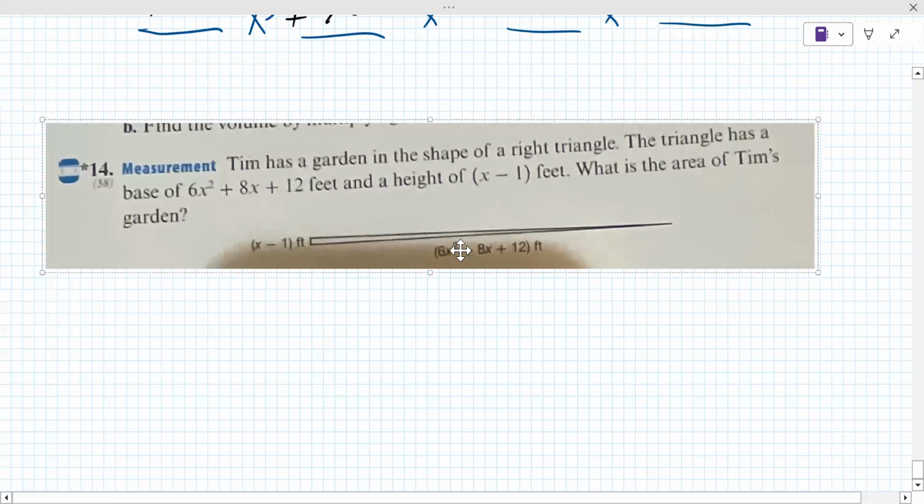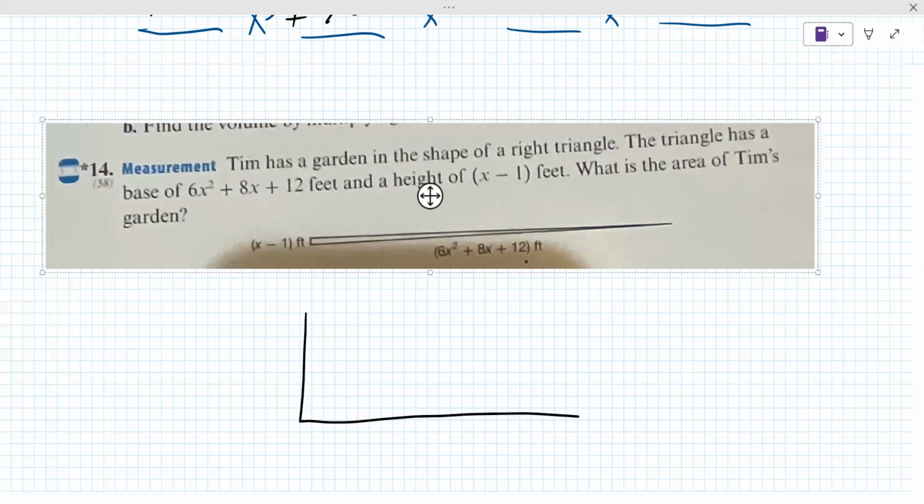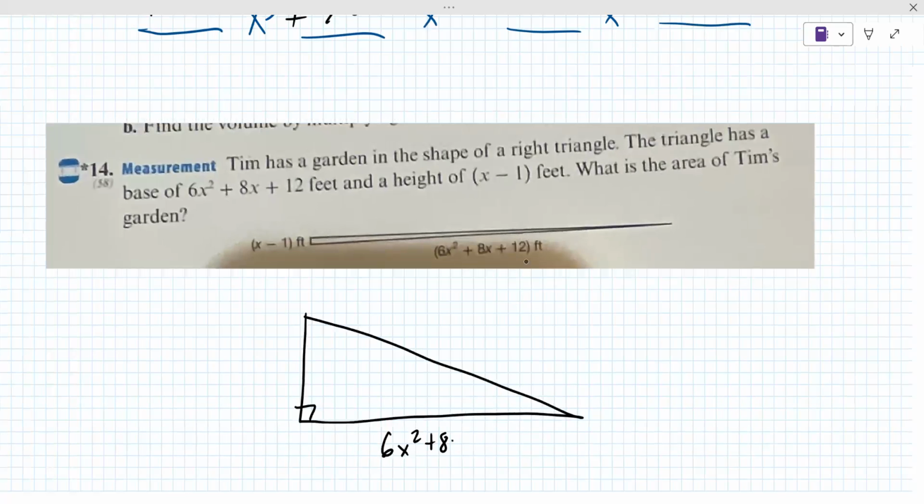All right, Tim has a garden in the shape of a right triangle. The triangle has a base of 6x squared plus 8x plus 12. Not to scale, but it might be better to draw something a little more like what we think a triangle looks like. And then the height is x minus 1. It wants the area of the garden.